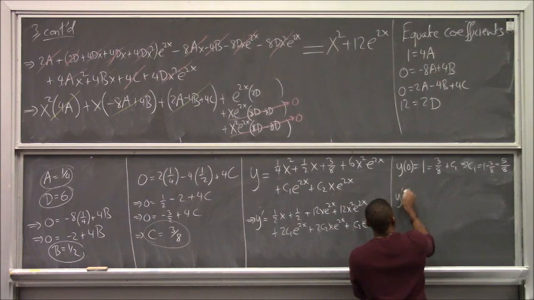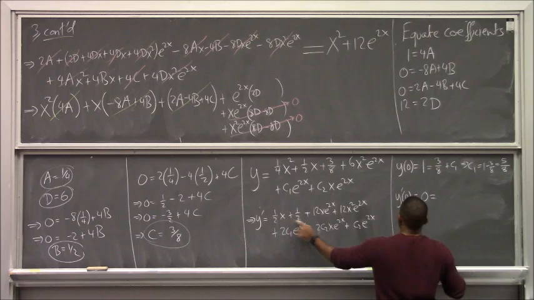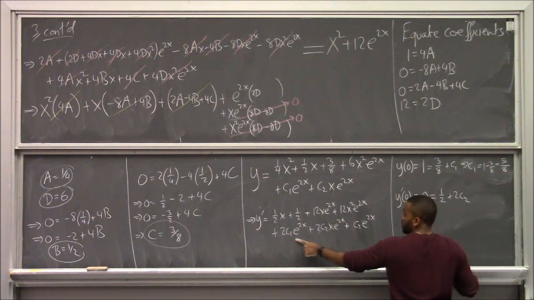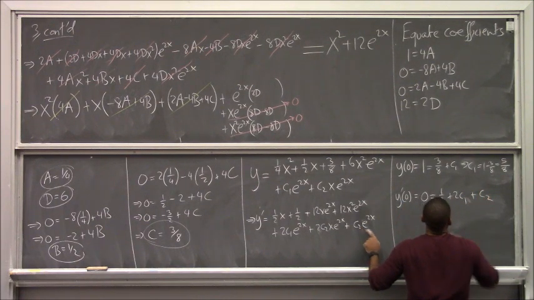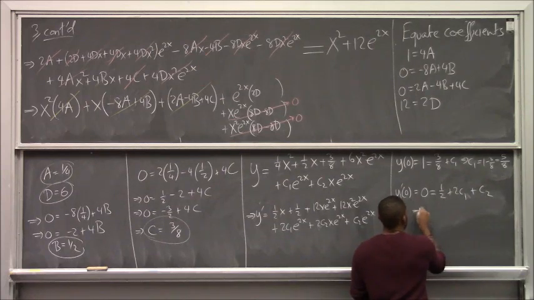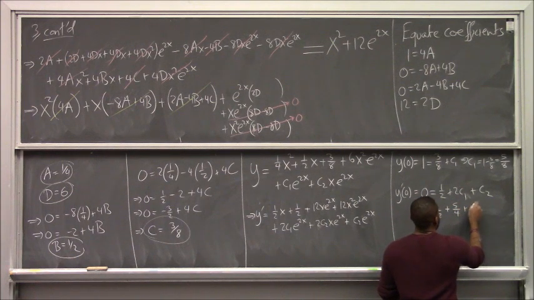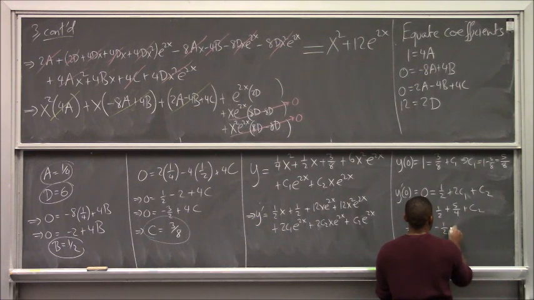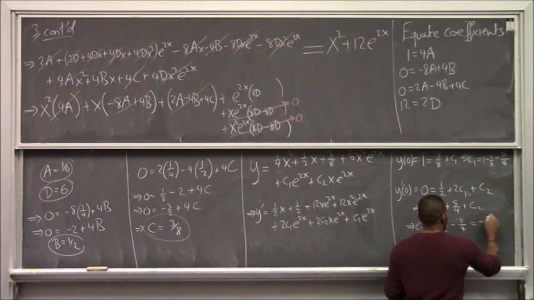And so now y prime of 0 is equal to 0. So when I plug in 0 for x here, that's going to leave me with 1/2, 0, 0, 2C1, 2C1 plus C2. And I know what the C1 is, so this means that 0 is equal to 1/2 plus 5/4 plus C2. This means my C2 is equal to minus 1/2 minus 5/4, which is minus 2/4 minus 5/4, minus 7/4.